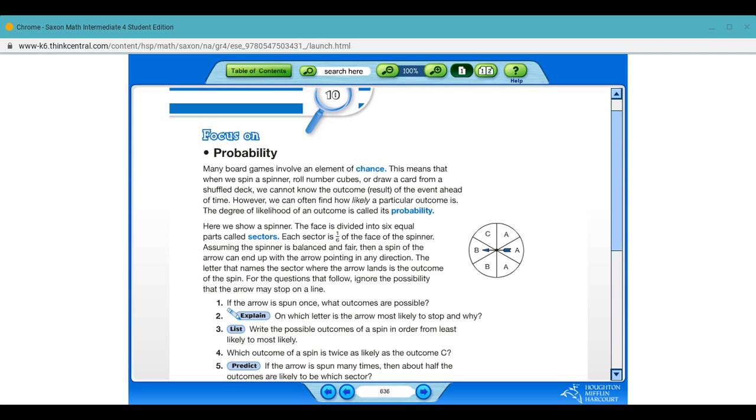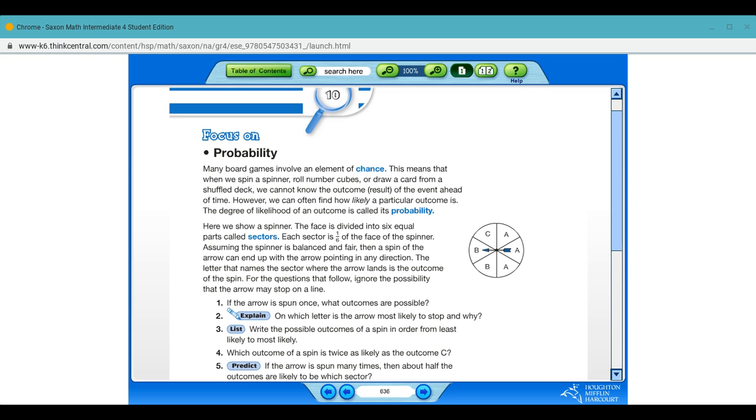Okay, so if the arrow is spun once, what outcomes are possible? It could land on A, B, or C. So that is what you would put for that. Number 2, which letter is the arrow most likely to stop on? Well, we have to see which letter is the most common, repeated the most often. That would be letter A, because there are 3 letter A's, 2 B's, and 1 C.